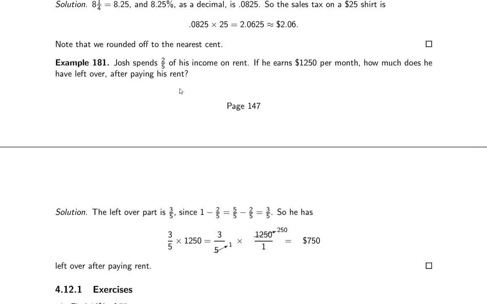Okay, how about this one last example? Kind of a word problem. Josh spends 2/5 of his income on rent. If he earns $1,250 per month, how much does he have left over after paying his rent?